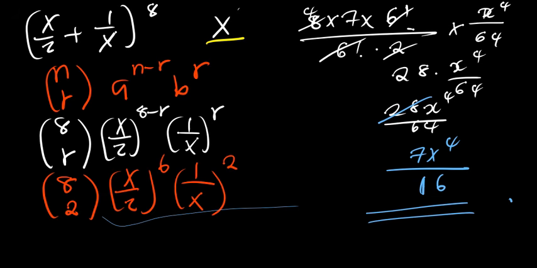The same concept, we can use it to find the term independent of x. So these are the questions we're supposed to know under binomial theorem. Find the term independent of x. Find the term independent of x. Last year, this question came for finding the term independent of x.